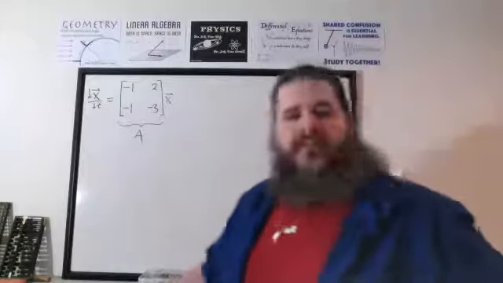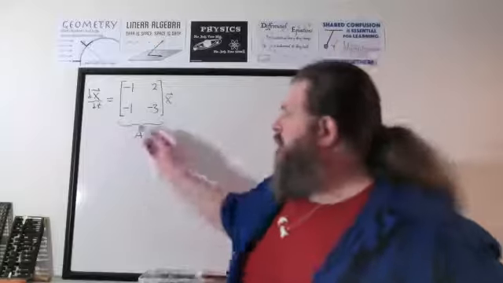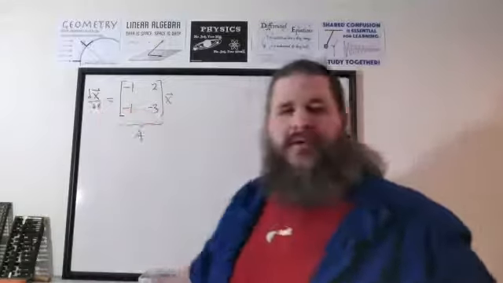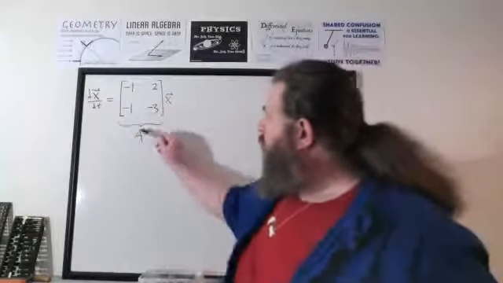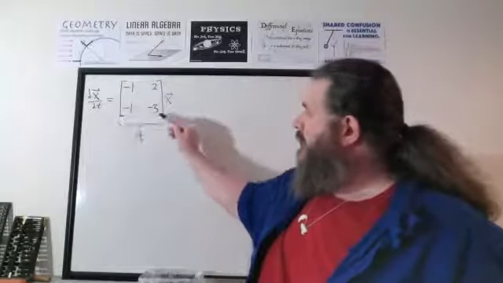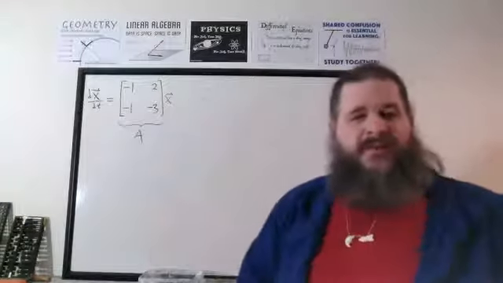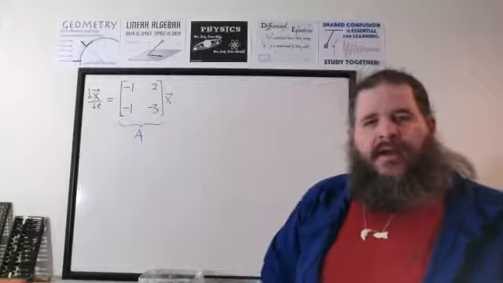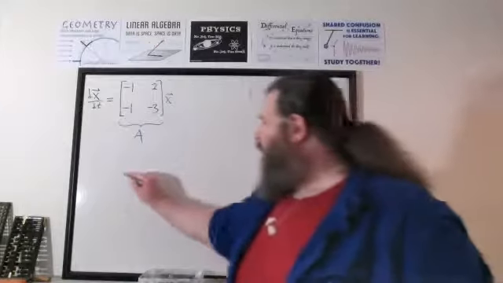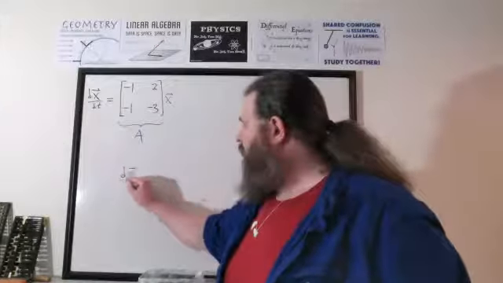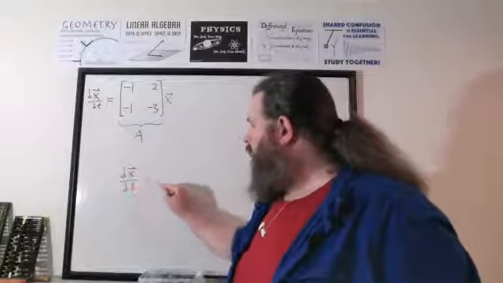Here we've got a system of differential equations represented in matrix form. The derivative of some unknown vector function equals this coefficient matrix, -1, 2, -1, -3, times that same vector function. And of course, we could just write that as dx/dt equals Ax.